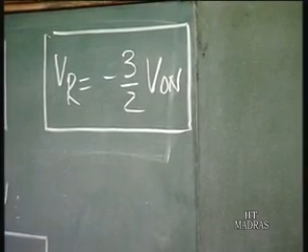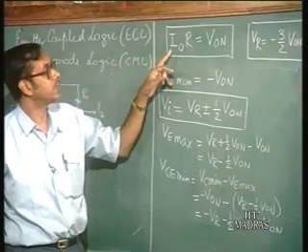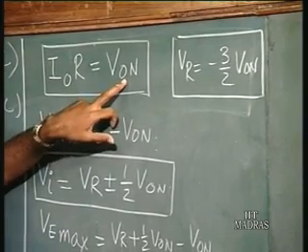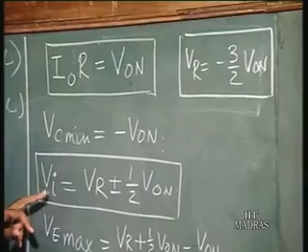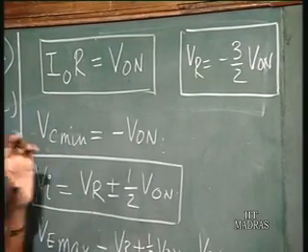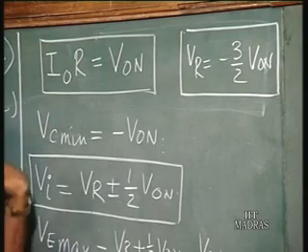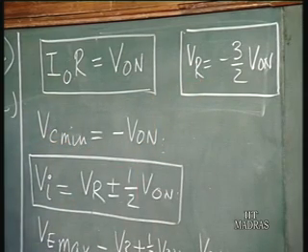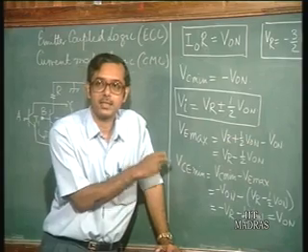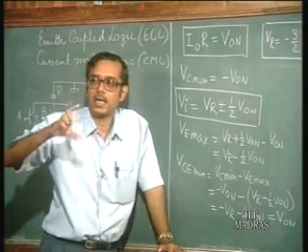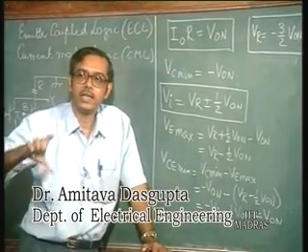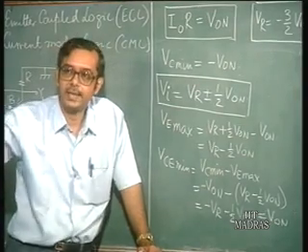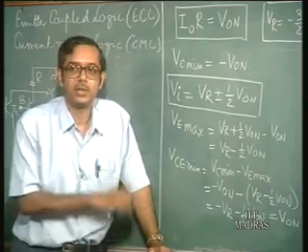So these are the three conditions which we have. One is, we choose I naught into R equal to V on: we choose the current source value and the resistance values in such a way that their product is equal to V on. If we ensure that the input voltage variation is just V on around Vr, that is from Vr minus half V on to Vr plus half V on, and if we choose Vr equal to minus 3/2 V on, we will ensure that Vce min is V on, and that effectively ensures that the transistor does not go to saturation. So collector emitter drop will always be greater than V on. This is the design principle.